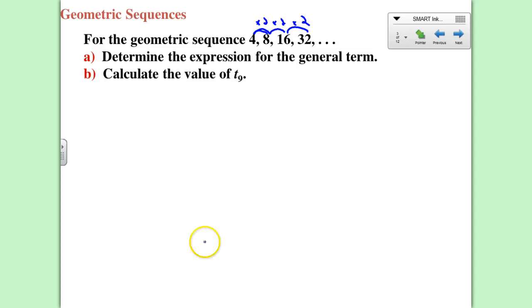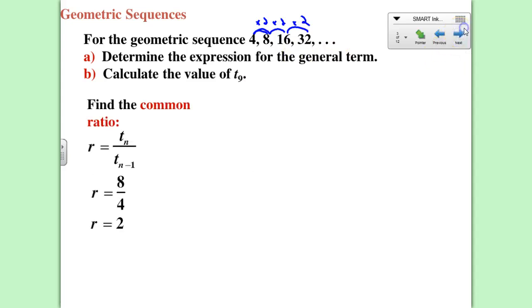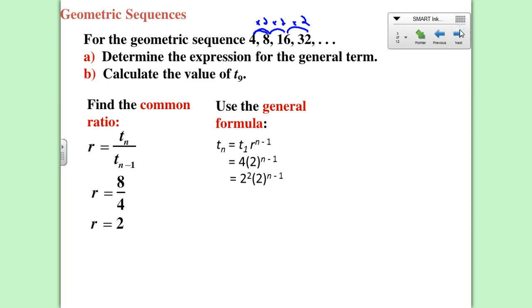So because it's geometric, we use the t sub n formula because they're talking about the general term. In the t sub n formula, we can see that the common ratio is going to be 2. We can also see that if we use this geometric formula that we talked about last day, we get 4 times 2 to the n minus 1. However, yesterday we talked about how you cannot do 4 times 2 is 8 to the n minus 1. That would be really bad. But what we can do is something a little more wise.